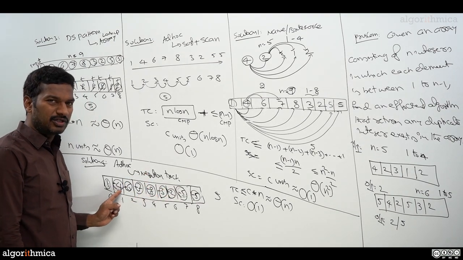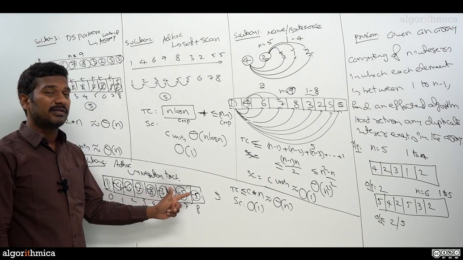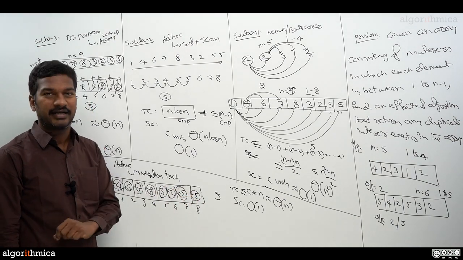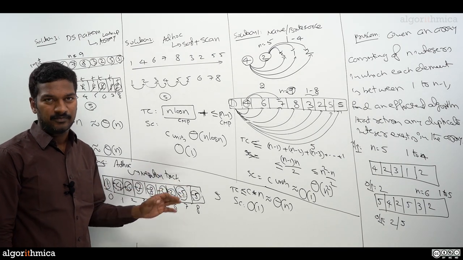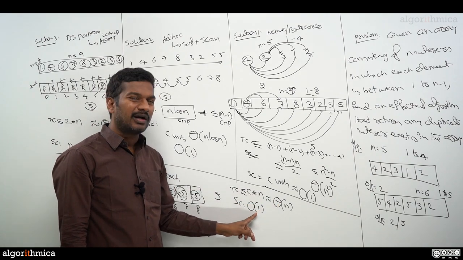Even if you want to keep the original array back, you can do one more scan. Make these values positive again, then you don't lose content, but mutability is a must. That's what you call solution number 4: an O(n) algorithm with constant space.